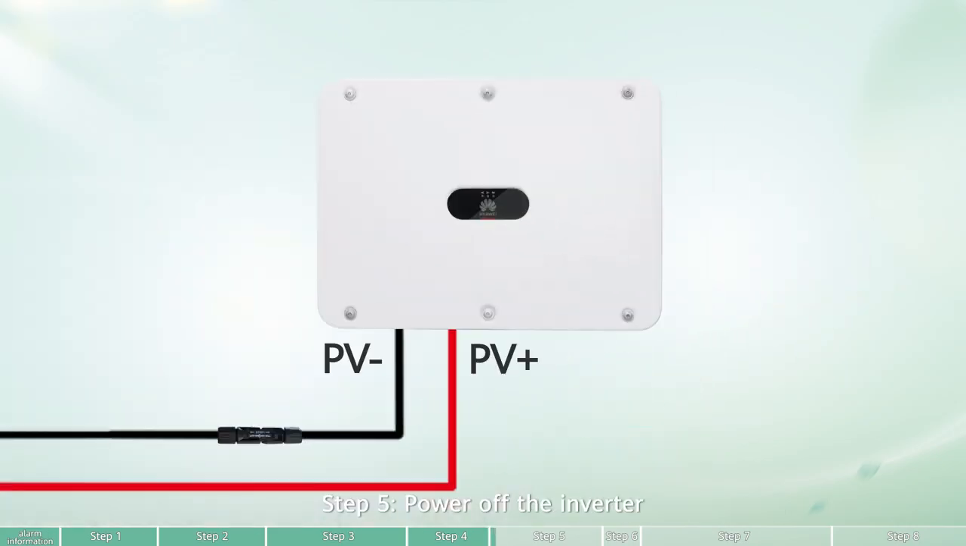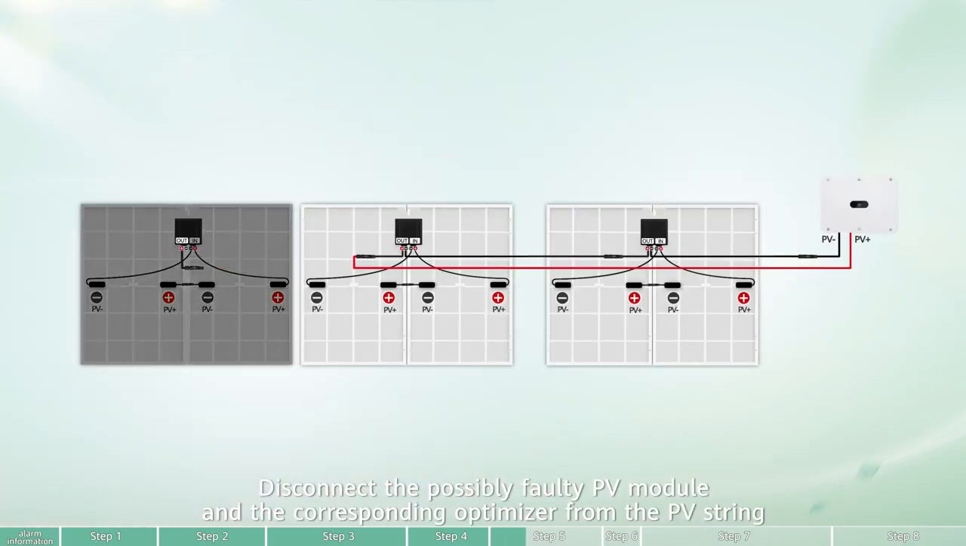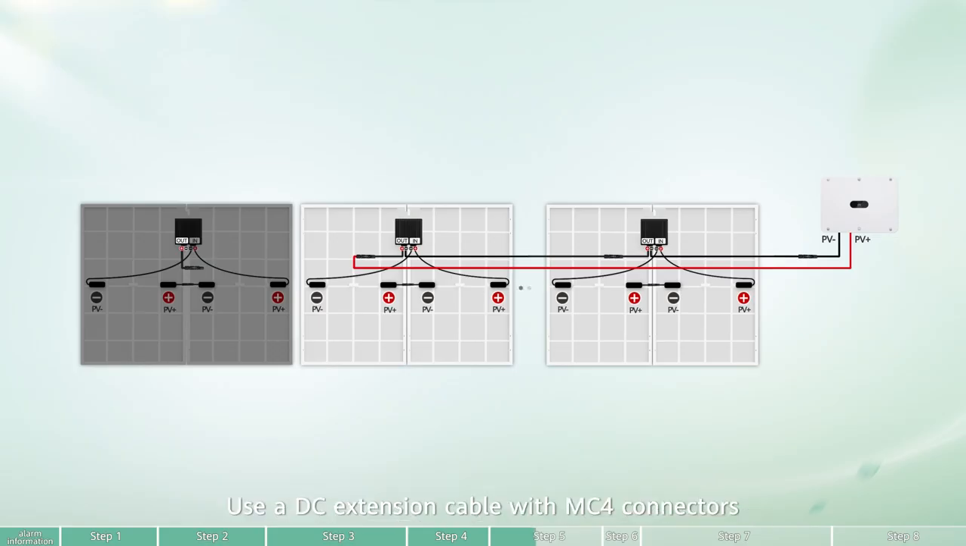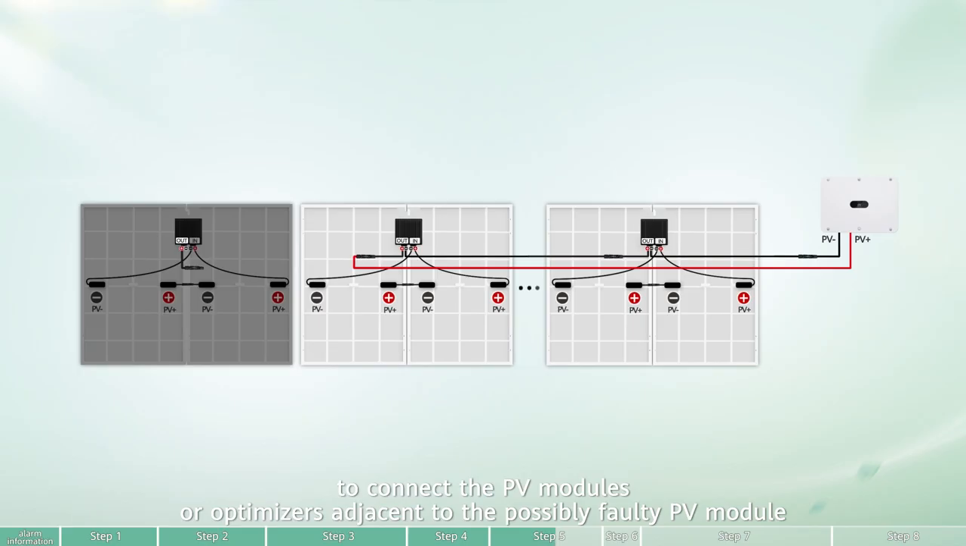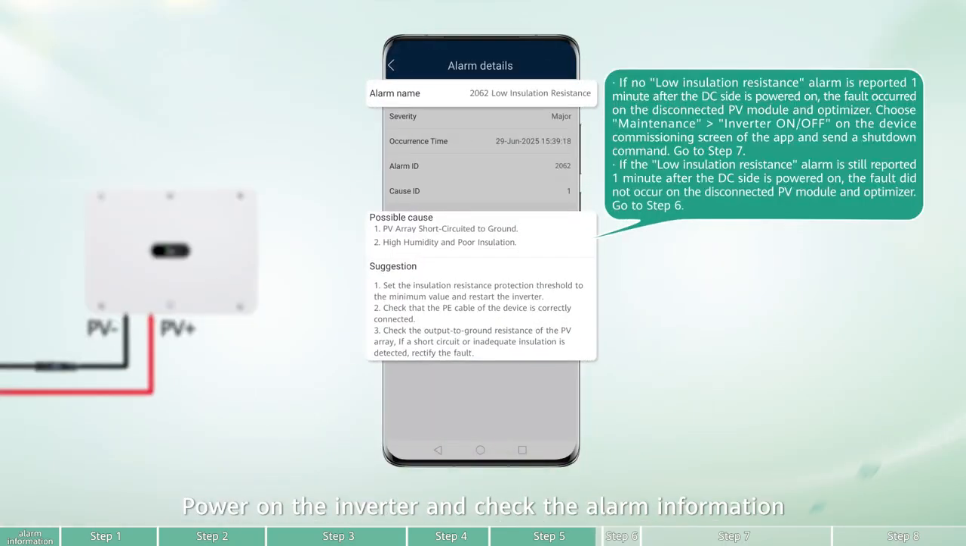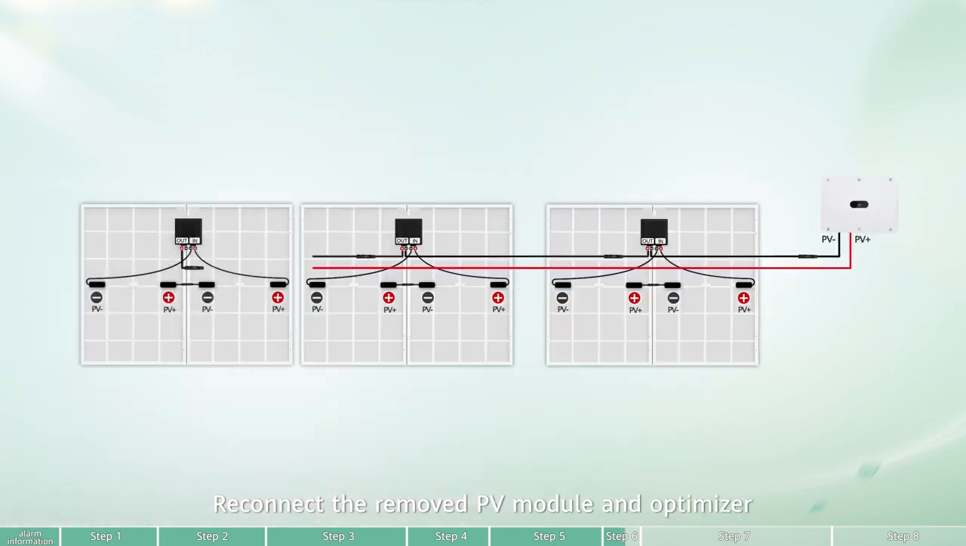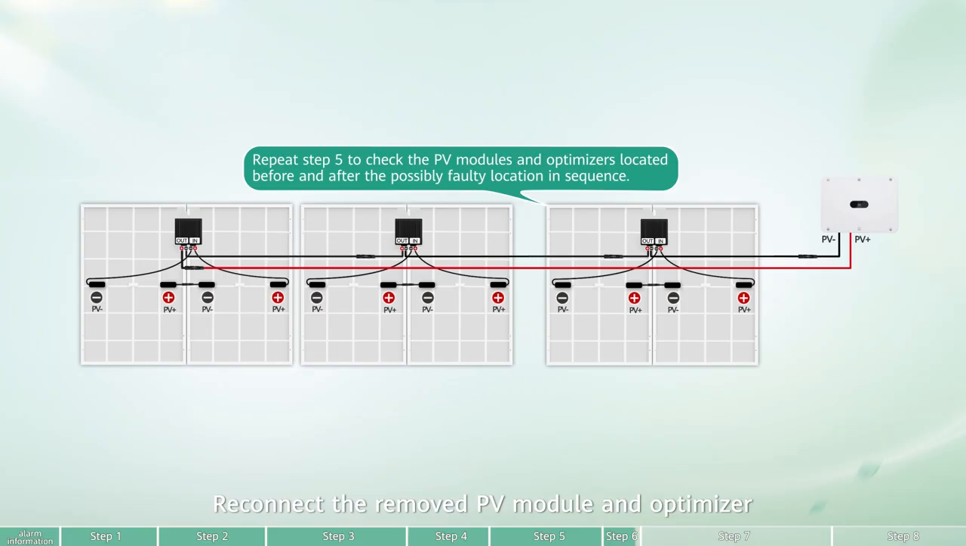Step 5. Power off the inverter. Disconnect the possibly faulty PV module and the corresponding optimizer from the PV string. Use a DC extension cable with MC4 connectors to connect the PV modules or optimizers adjacent to the possibly faulty PV module. Power on the inverter and check the alarm information. Step 6. Power off the inverter. Reconnect the removed PV module and optimizer.